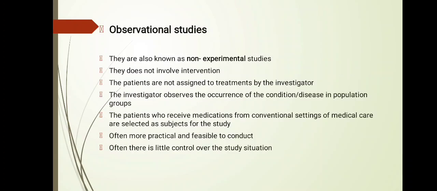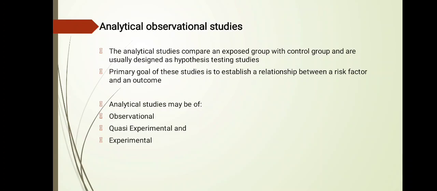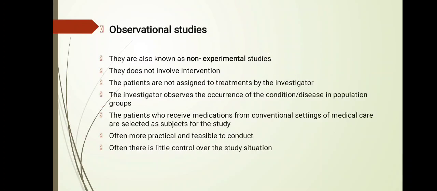The first one is observational studies. What do you mean by observational studies? They are also known as non-experimental studies. They do not involve interventions. The patients are not assigned to treatment by the investigator. The investigator observes the occurrence of the conditions and diseases in the population groups.